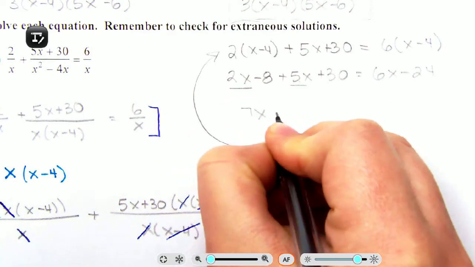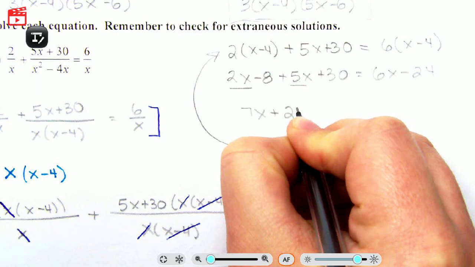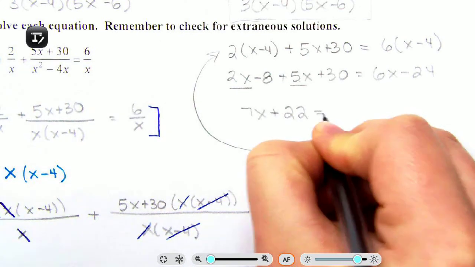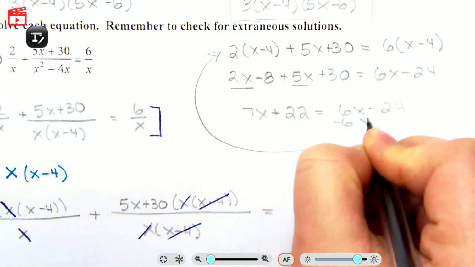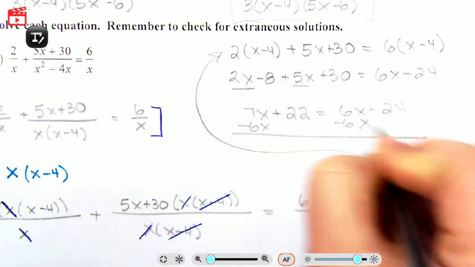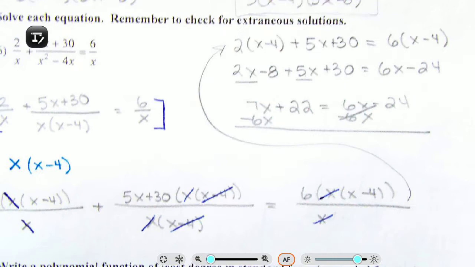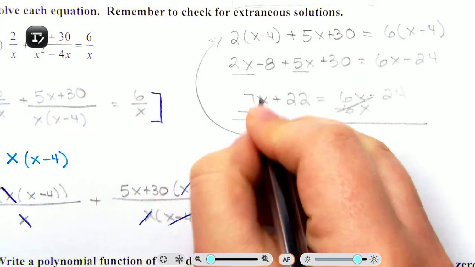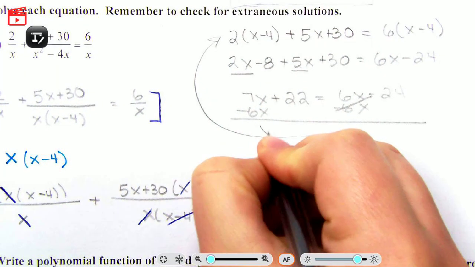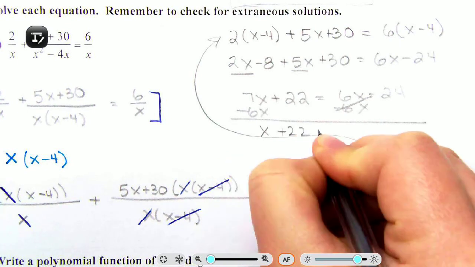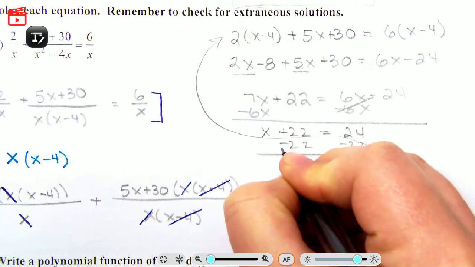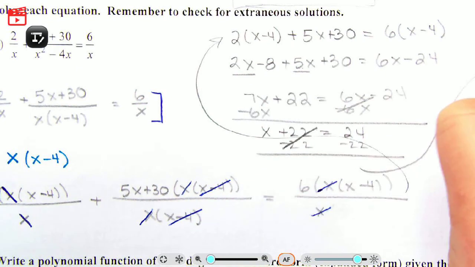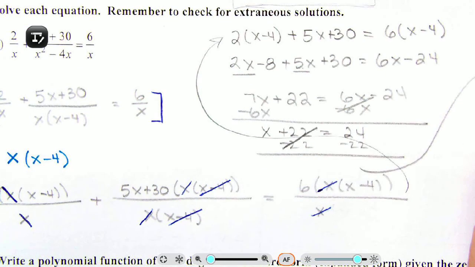Okay, combine like terms. 5, 6, 7x plus 22 is equal to 6x minus 24. I'm going to subtract 6x from both sides. Now we're back in like Integrated Math 1, algebra, pre-algebra, combining like terms. So we have x plus 22 is equal to negative 24. Subtract 22 from both sides. Ooh, I'm running out of room. X is then equal to negative 46.